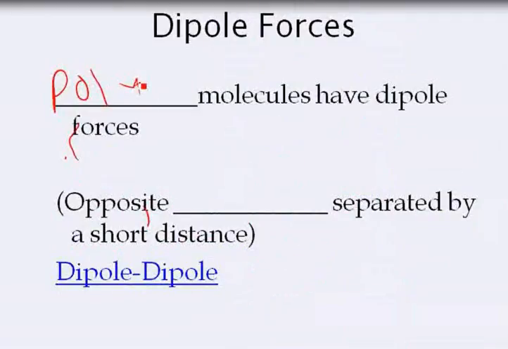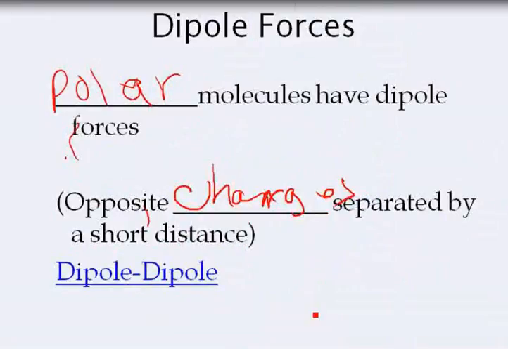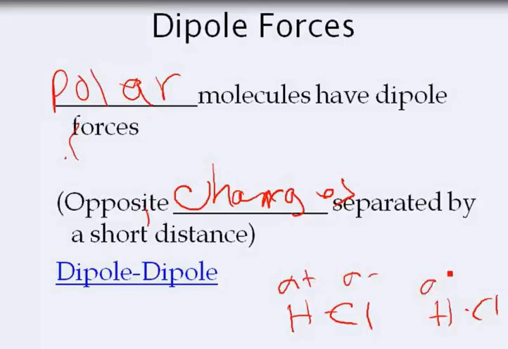Only polar molecules have dipole forces. And a dipole is opposite charges separated by a short distance. So for instance, I have hydrochloric acid, and then I have another hydrochloric acid. This side's relatively positive, this side's relatively negative. Same thing on the adjacent one, causing attraction between the two hydrochloric acids.